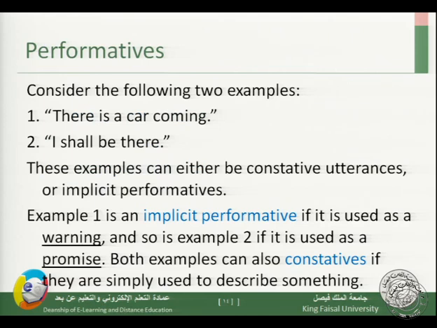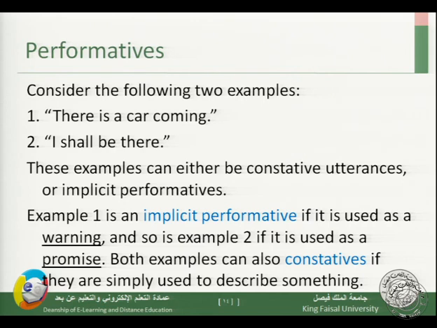So consider these two examples. There is a car coming, and I shall be there. Are these examples of explicit or implicit or constatives? So there is a car coming. Does this perform anything or doesn't it? If it doesn't perform anything, that means it's constative. If it performs anything, is there a performative verb? Is it an explicit performative or not? These examples can be either constative or implicit performatives.